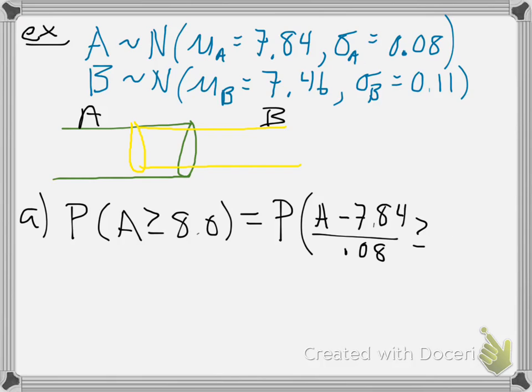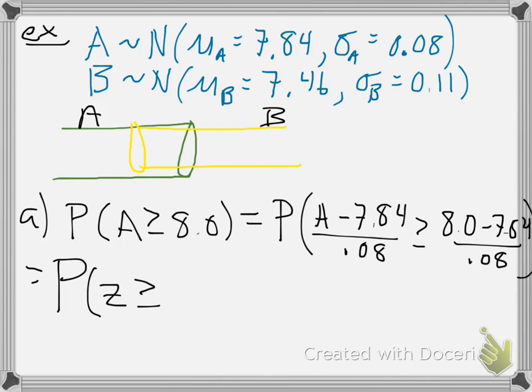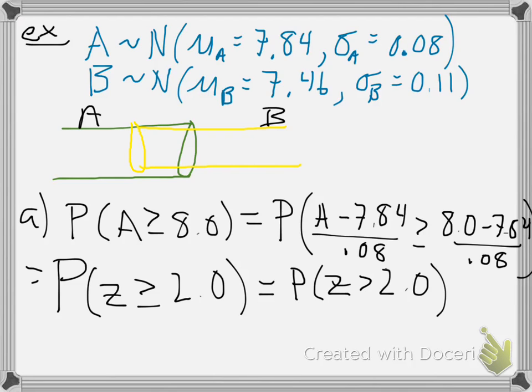Excuse me, that shouldn't be an 8. Should be the probability of 8.0, excuse me, minus 7.84 divided by 0.08. Why did I do all that? That's going to give me a value of z there on the left. And then if I actually calculate this z-score, 0.16 divided by 0.08, isn't that nice? That's going to be 2.0 exactly. So I'm essentially looking for the probability that z is greater than or equal to 2, but of course since this follows a continuous distribution, I can drop that inequality sign.